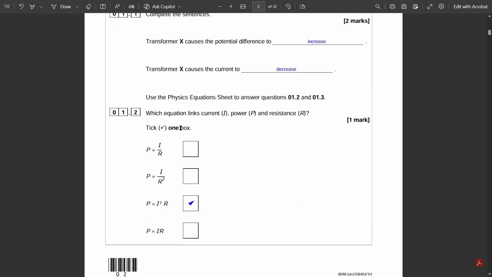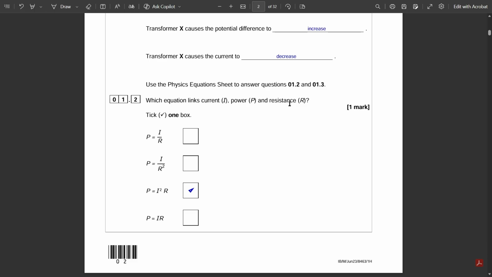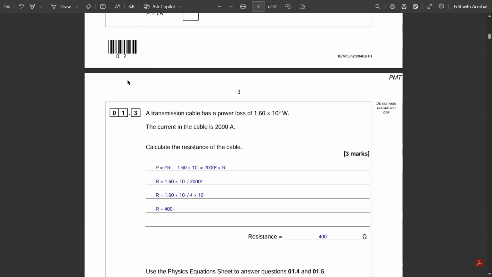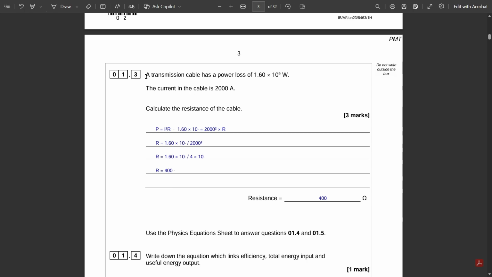And then we're asked what equation links the current, the power, and the resistance. We have the formula booklet as it says, so we can just look in that and see that P equals I squared R. And then for 1.3, it's just a maths equation. A transmission cable has a power loss of 1.6 times 10 to the 9 watts. The current in the cable is 2000 amps, and we just need to calculate the resistance. Well, P equals I squared R.